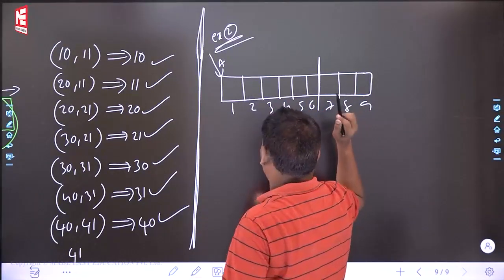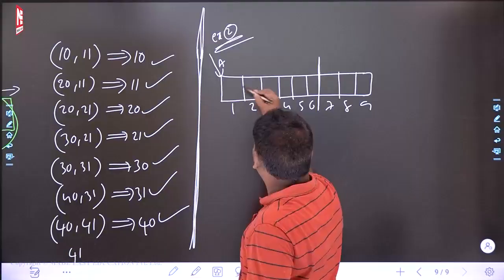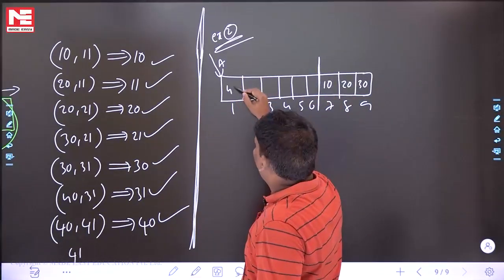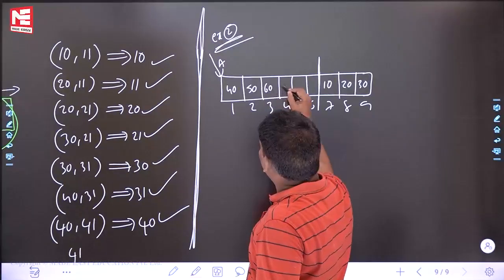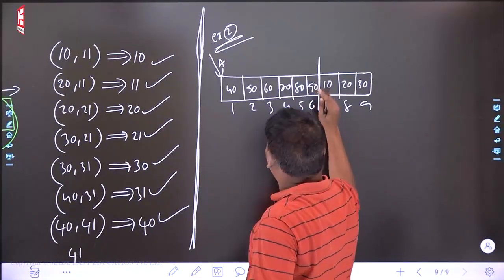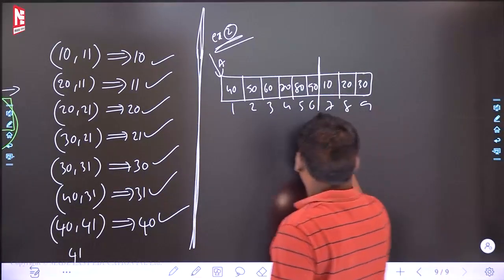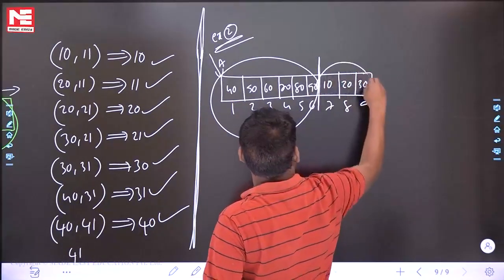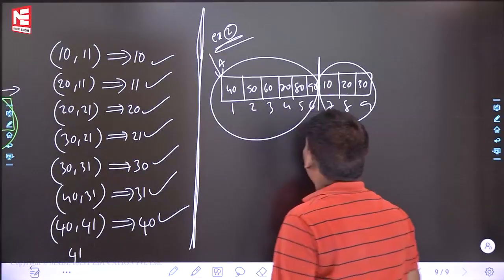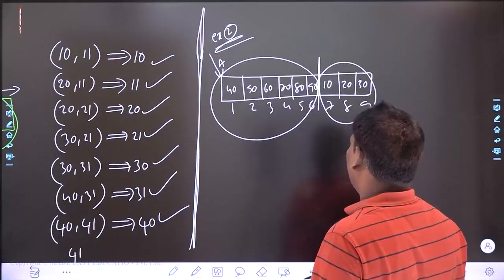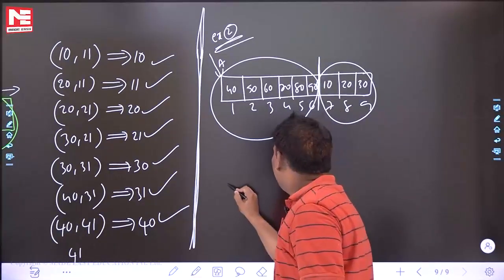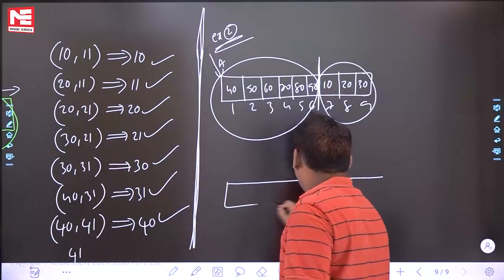Let me arrange the values. 10, 20, 30, 40, 50, 60, 70, 80, 90. This is the left half, these are the right elements. Left, how many people? 6 people. Right, how many people? 3 people. Total 6 plus 3, 9. So with 9 elements, to keep the result, take one more array.